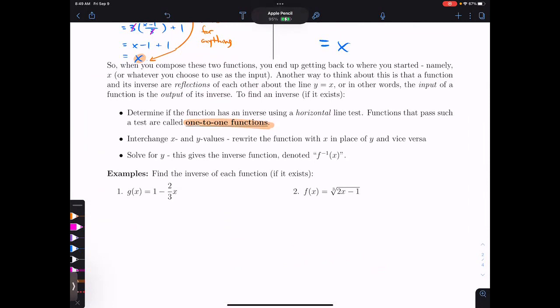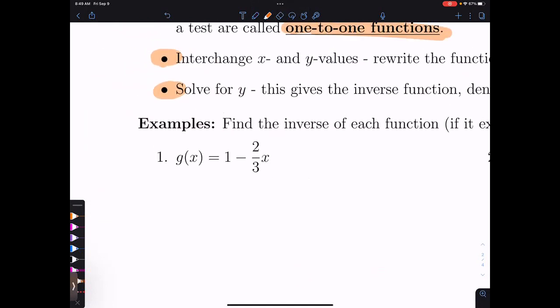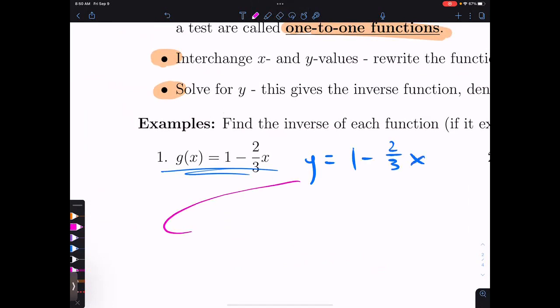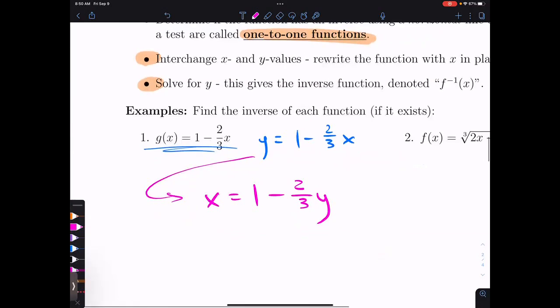To actually find the inverse, if we can't just reason through it like we did before, what we do is swap the X and Y values and then solve for Y. So what I would do is take something like this, right? Think about it as Y equals 1 minus 2/3 X. I would rewrite that as X equals 1 minus 2/3 Y, right? Because what a function and its inverse do is swap input and output, or swap X and Y. So write it as X equals 1 minus 2/3 Y, and then solve for Y.